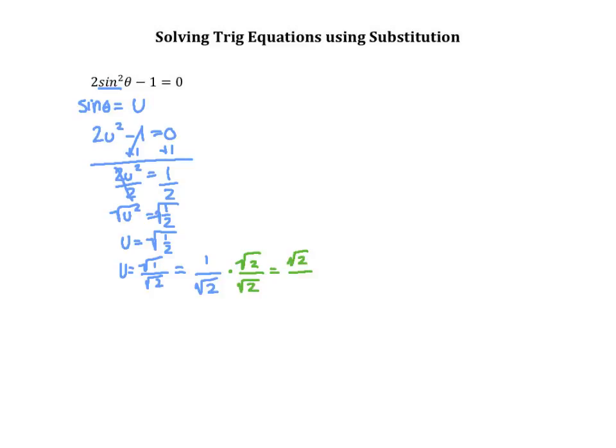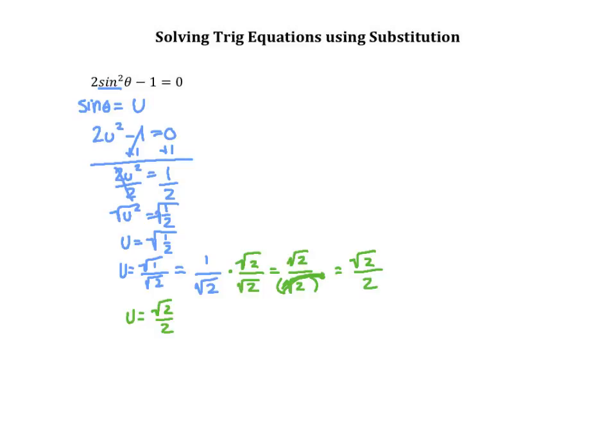And then square root of 2 times square root of 2 on the bottom is going to be square root of 2 squared. Now the last thing on the bottom is the square and the square root cancel, so I am just left with 2. So my answer here would be u equals square root of 2 over 2.